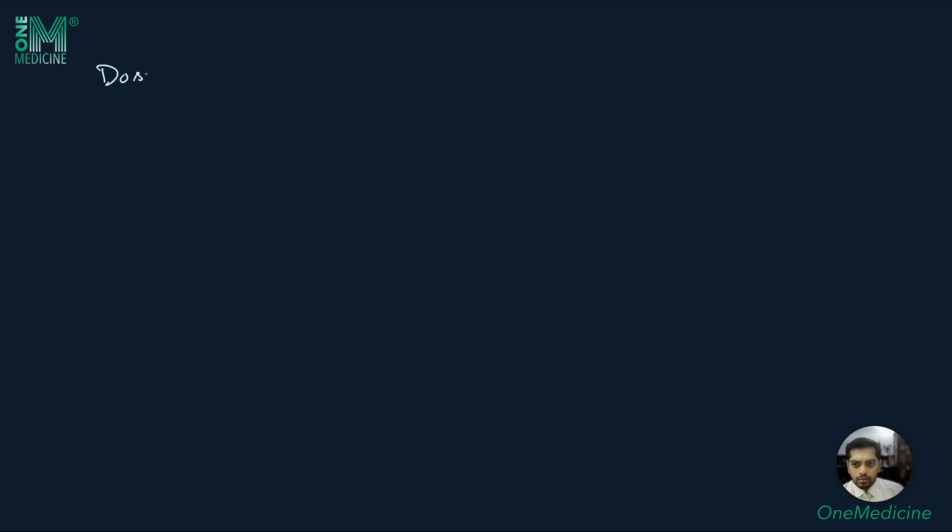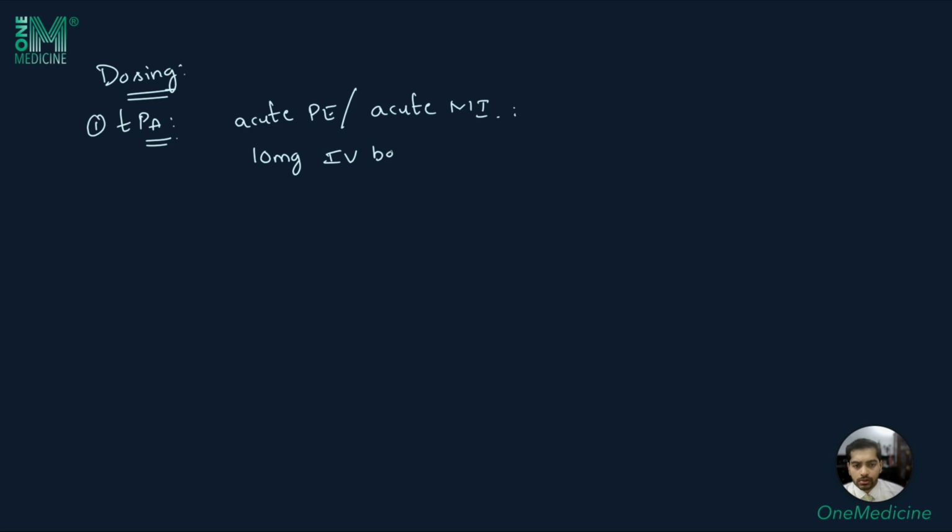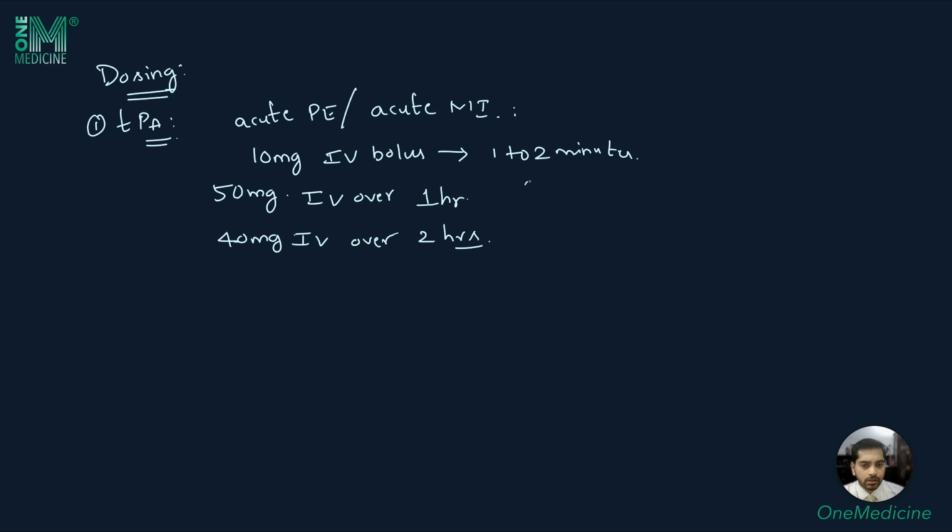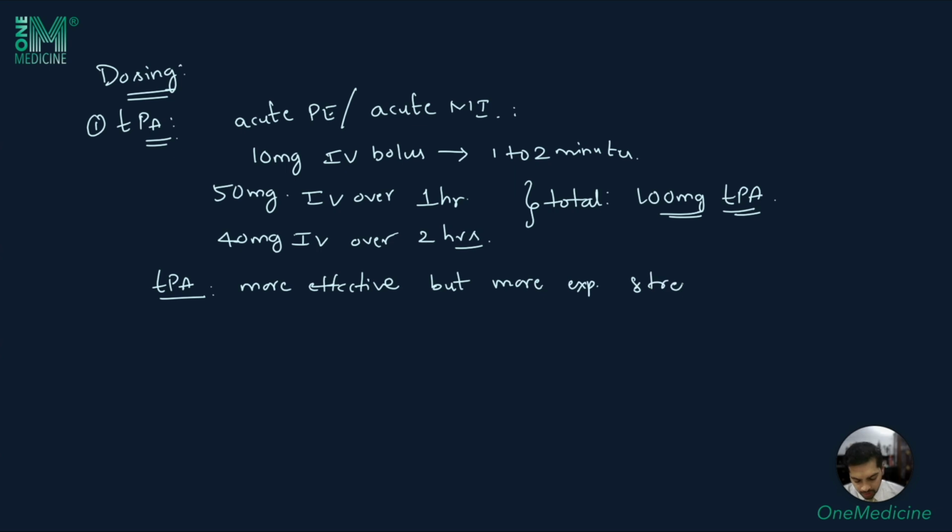Let's look at the dosing of fibrinolytic agents. Tissue plasminogen activator in cases of acute pulmonary embolism or acute myocardial infarction: a 10 milligram IV bolus is given over 1 to 2 minutes, followed by 50 milligrams IV over 1 hour, and then 40 milligrams IV over the next 2 hours. So this leads to a total dosing of 100 milligrams of tissue plasminogen activator. Tissue plasminogen activator is slightly more effective but more expensive also when compared to streptokinase.